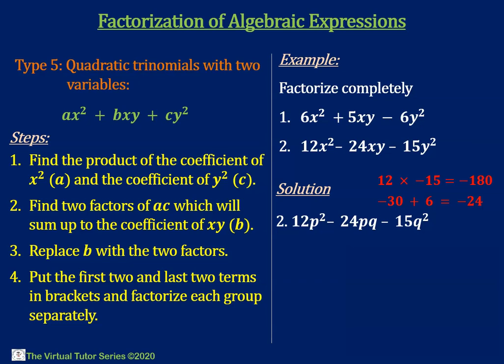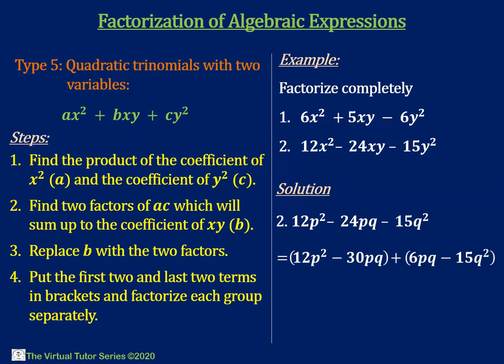Putting negative 30pq and 6pq in place of negative 24pq, we have 12p squared minus 30pq plus 6pq minus 15q squared. We now put the first two and last two terms in brackets and factorize them separately. The common factor of 12p squared and negative 30pq is 6p. 6p into 12p squared is 2p, and 6p into negative 30pq is negative 5q. So the first two terms factorize into 6p into bracket 2p minus 5q, bracket closed.